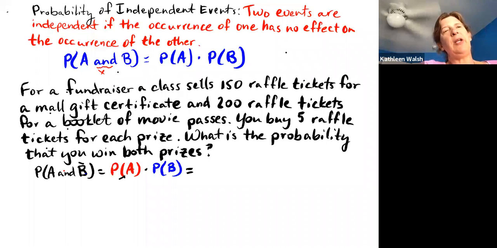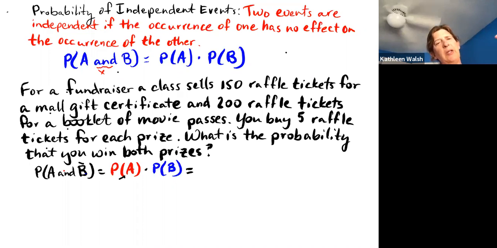For a fundraiser, a class sells 150 raffle tickets for a mall gift certificate and 200 raffle tickets for a booklet of movie passes. You buy 5 raffle tickets for each prize. What is the probability that you win both prizes?